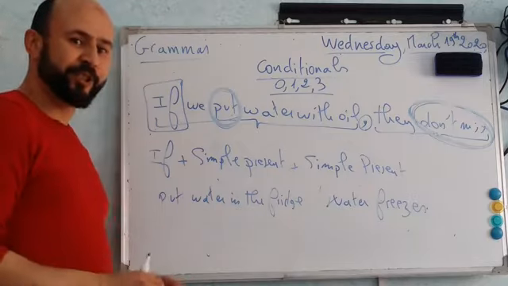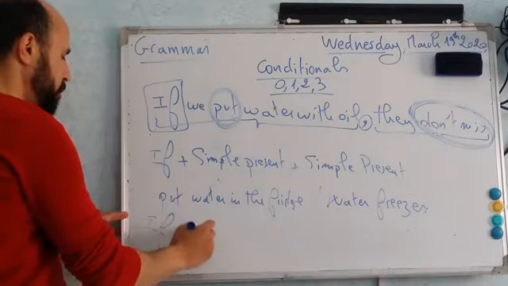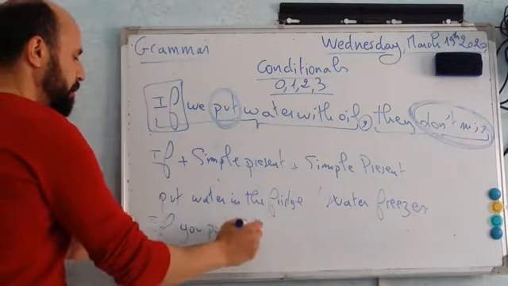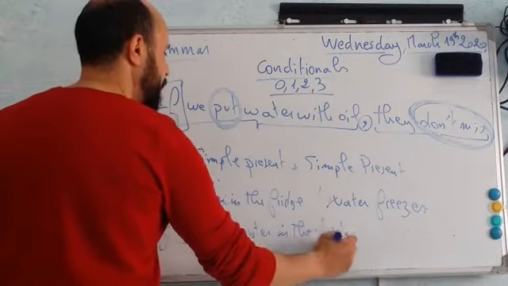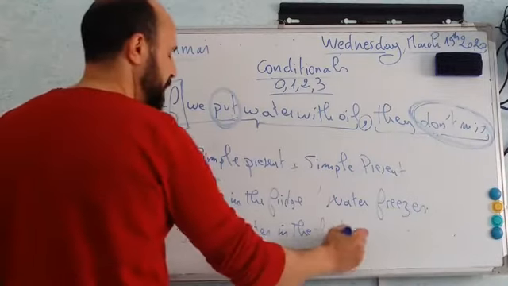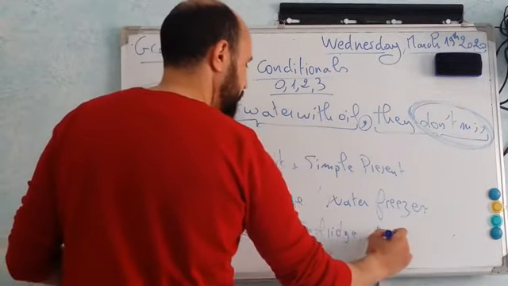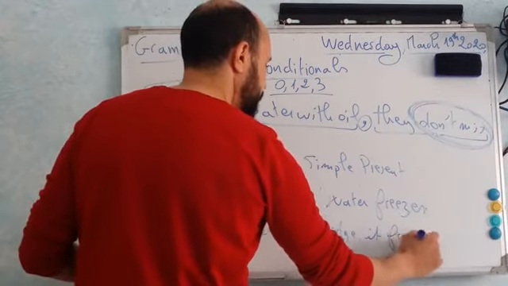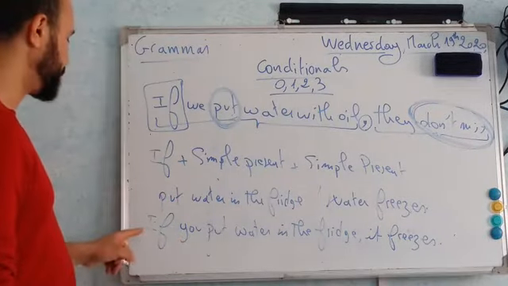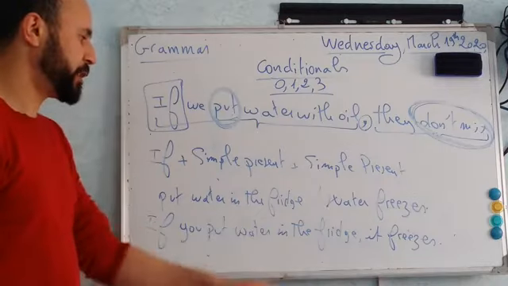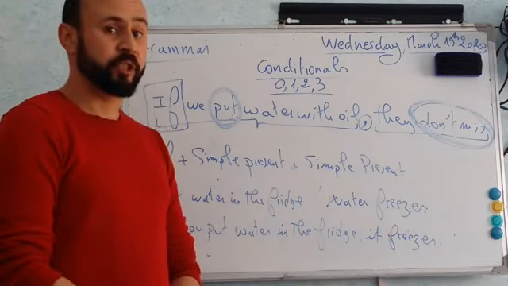That's it. Good students. If you put water in the fridge, comma, don't forget the comma, it freezes. Is it okay? So, if you put water in the fridge, it freezes. So, this is the conditional type 0.